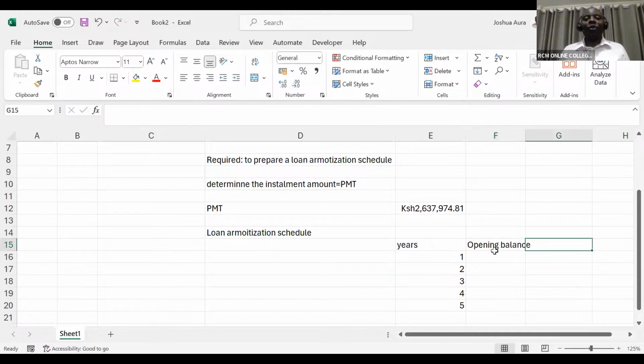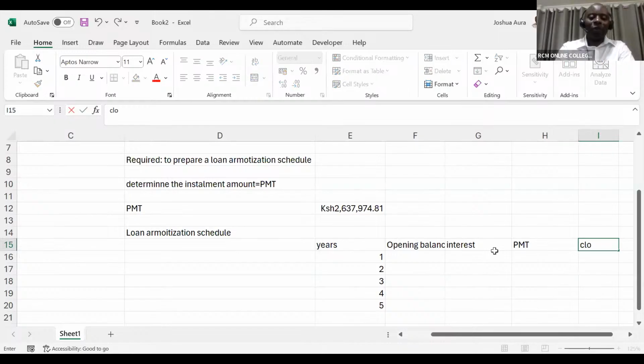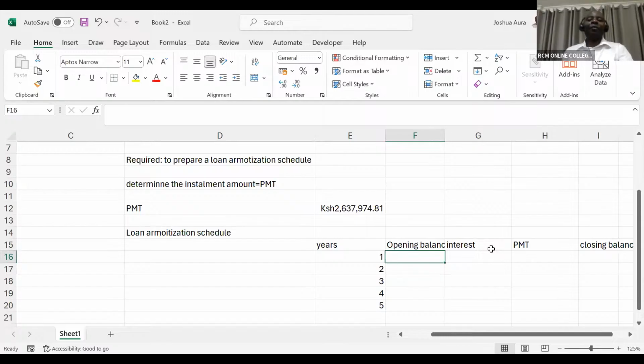After opening balance, what do you think will be the next title? Opening balance, we charge interest on it, isn't it? Interest. After interest, what else? Installment paid, isn't it? We can call it the PMT. PMT is the same as installment. And then after that, we need to capture the closing balance. Great. So now I have everything.